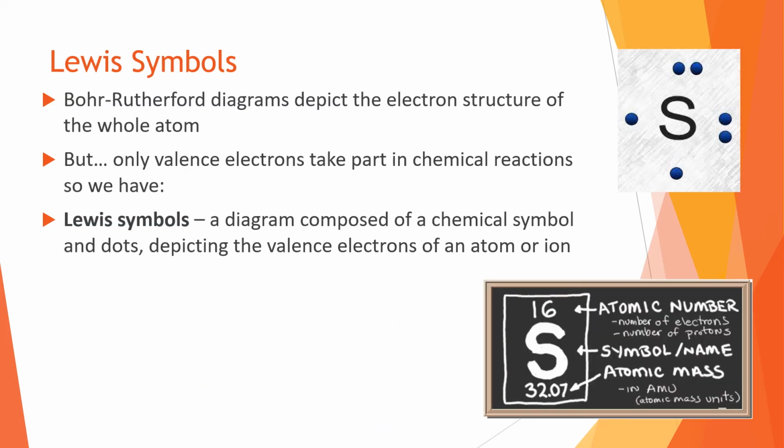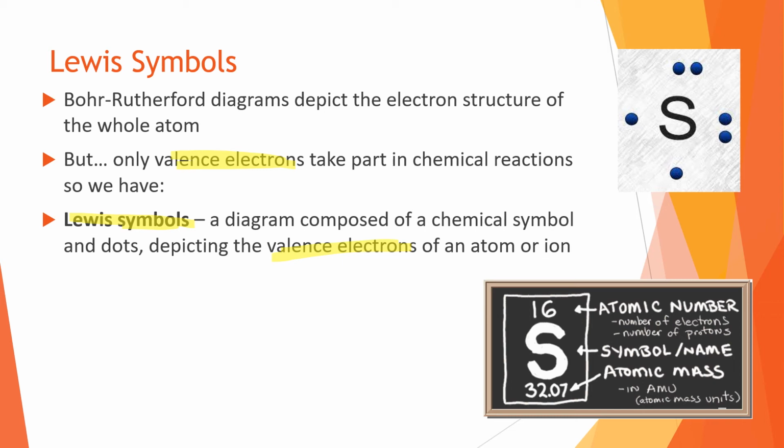So, Lewis symbols. Bohr-Rutherford diagrams depict the electron structure of the whole atom, and we've just seen this. When we did our Bohr-Rutherford diagrams, we had our protons and neutrons in the nucleus, and then we placed our electrons on the orbits. But only valence electrons take part in chemical reactions. So that is why we have Lewis symbols. A Lewis symbol is a diagram composed of a chemical symbol, the symbol for the element, and dots depicting only the valence electrons.